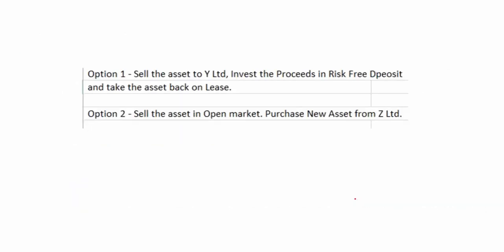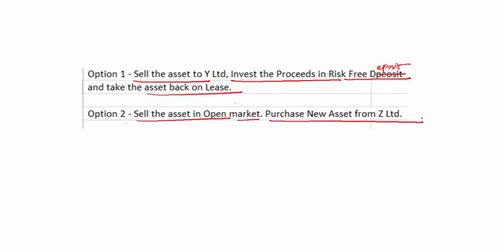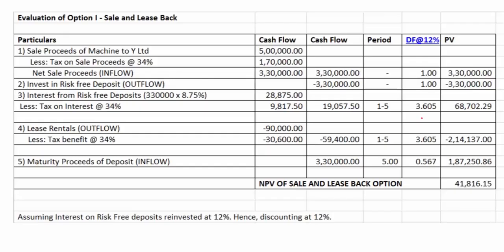Fine. So let's have that. Option 1 is sell the asset, invest the proceeds in risk-free deposit and take the asset back on lease. Option 2 is sell the asset in open market, purchase new asset from Z Limited. So we'll go stage by stage. First, let's do the evaluation of option 1, that is sale and lease back. Don't worry about too many contents. We'll go item by item so that you will have better clarity.